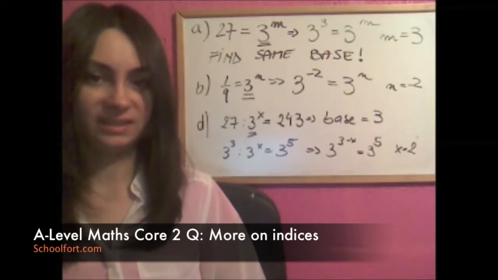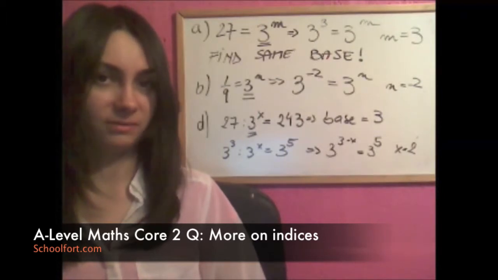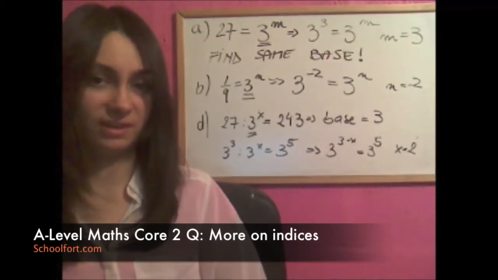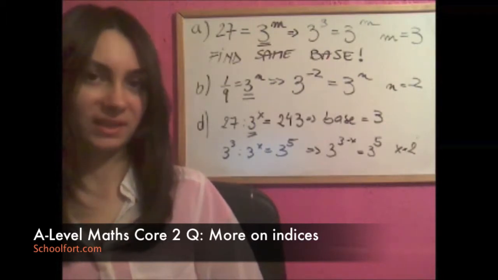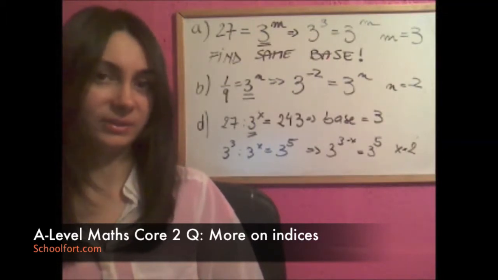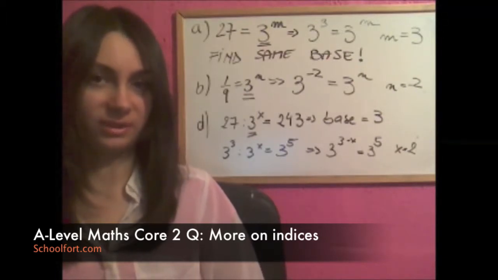In part C, you have that square root of 3 is 3 to the power of p. Square root of 3 can also be written as 3 to the power of a half, which means that p is a half. And now in part D, you're asked to find x, and you know that 27 divided by 3 to the power of x is 243.